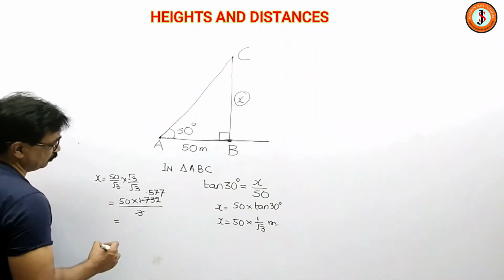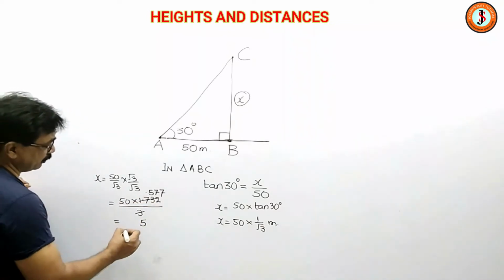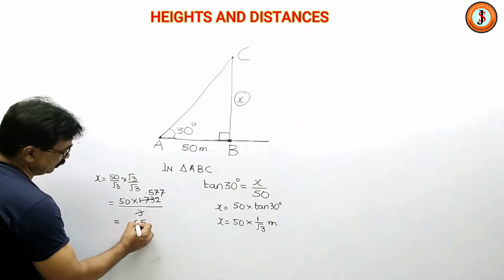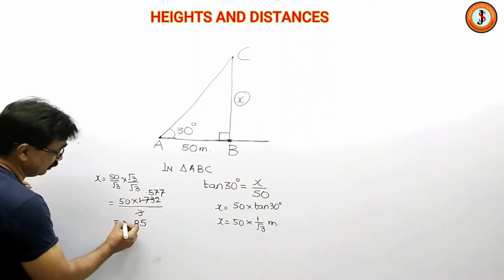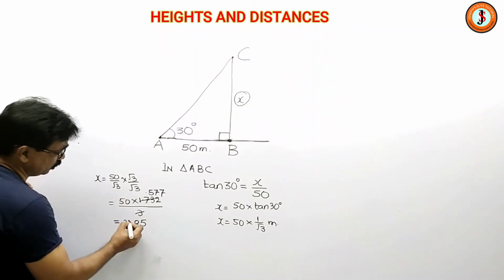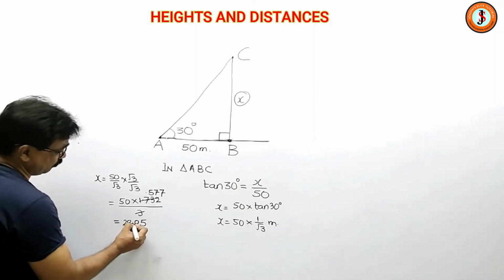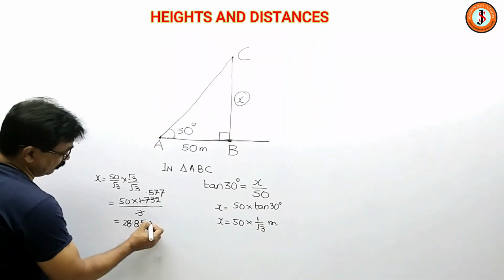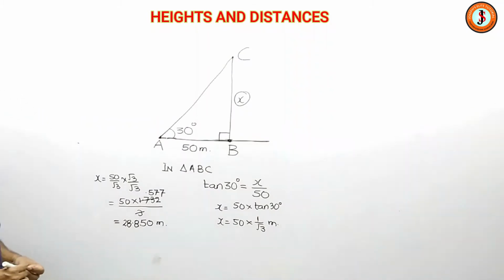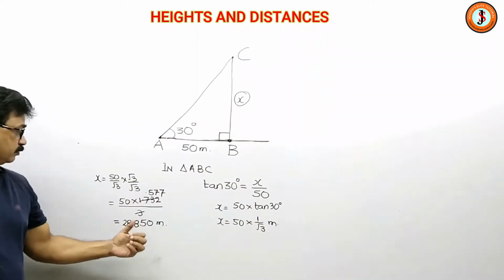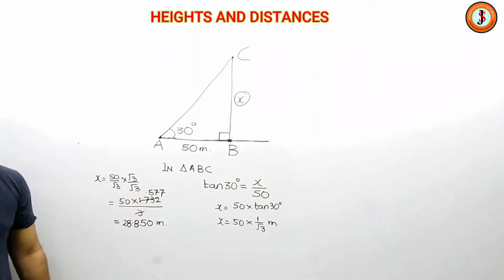So I will be doing this. How much is it? 5 7s are 35, 3 5 7s are 35 and 3 is 38, and 5 5s are 25 and 3 is 28. So this will be 28.850 meters. So this is the answer, right?